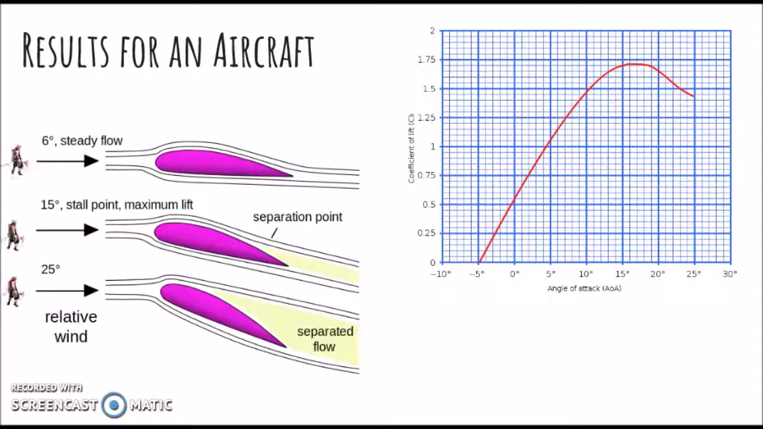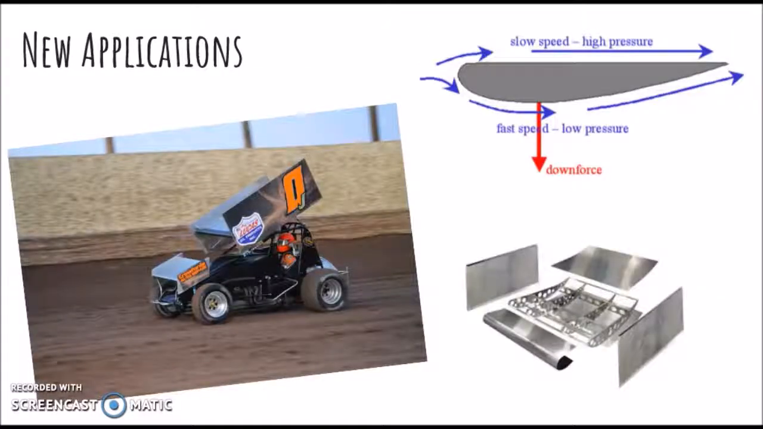This critical angle of attack is dependent on the airfoil profile, but is usually in the range of 8 to 20 degrees. But studying airplanes is rather boring. A much more interesting application is the use of airfoils to generate downforce.